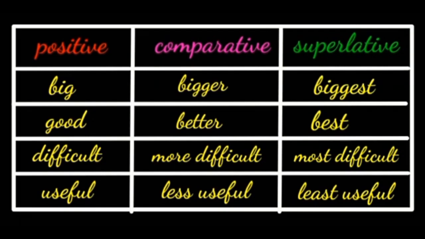Then see the third and fourth one, children. A few adjectives form their comparative forms by adding more or less before them, and their superlative forms by adding most or least before them. Difficult, more difficult, most difficult. Then useful, less useful, least useful. Useful for positive, less useful for comparative, and least useful for superlative. These are the rules for comparatives and superlatives, children.